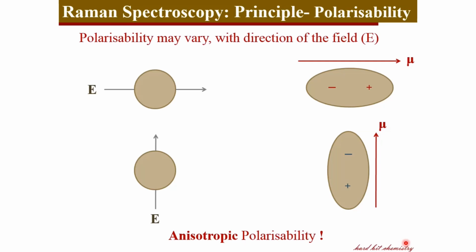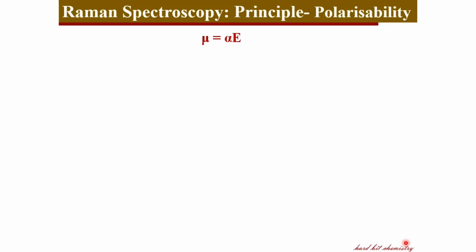That is, with the oscillating electric field component of the electromagnetic radiation, the polarizability of the molecule changes, and that causes the inelastic scattering of light by the molecules. And let's now see the mathematical explanation for this. The induced dipole moment due to the exposure to the electric field is given by this expression.